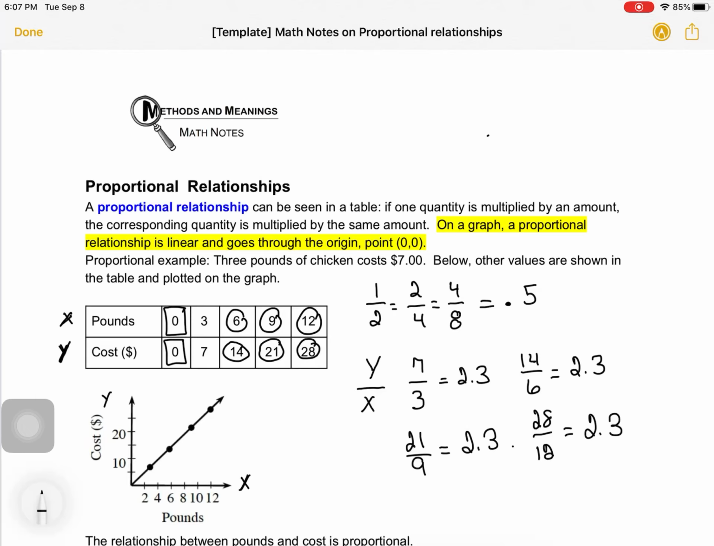I can tell that by looking at my graph, by looking to see, does my graph go through the origin? And remember, the origin's at 0, 0. And yes, this graph goes right through the origin. So if my graph passes through the origin, then I know that my relationship is proportional.